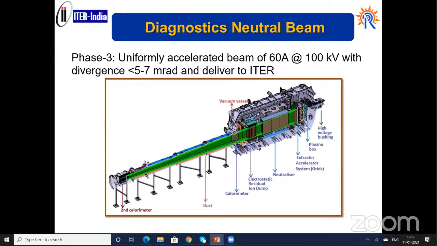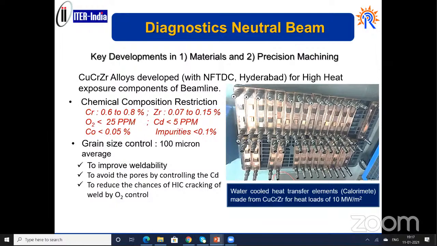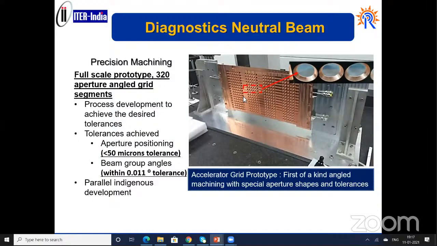Diagnostic neutral beam, as I said, we are establishing a full beamline here. Our target is to get 5 to 7 milliradian at a 15-meter distance from the ion source. Much R&D has gone into the materials of this production itself, where we are collaborating with several institutes within India. Some of the things are still work in progress.